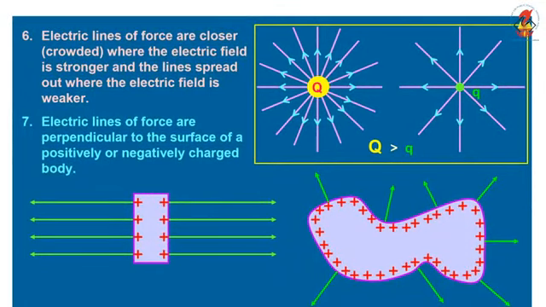Sixth point, electric field lines of force are closer when the field is stronger, and the lines are spread where the electric field is weaker. You can see that from the adjacent figure.